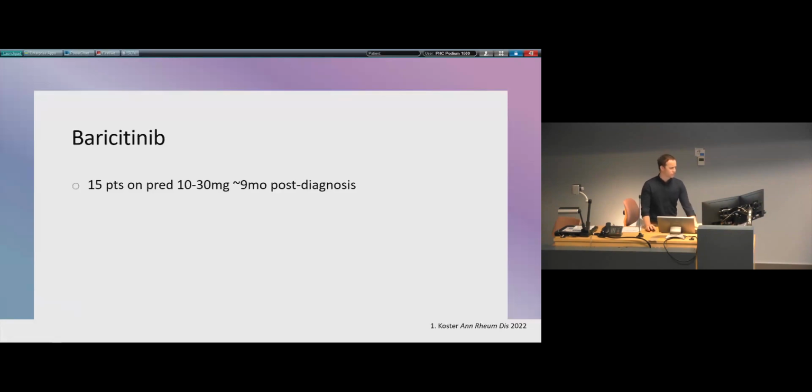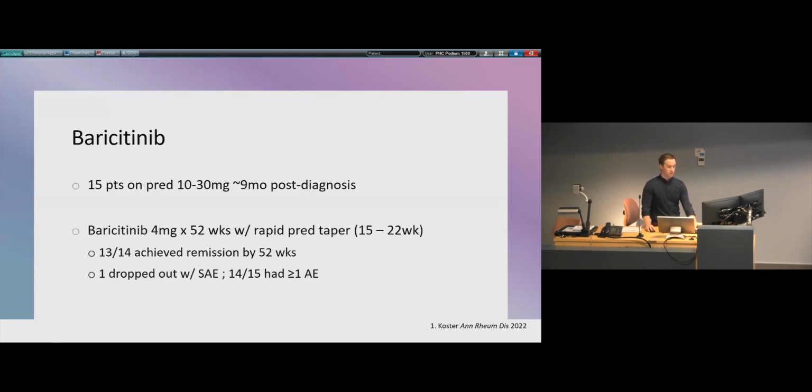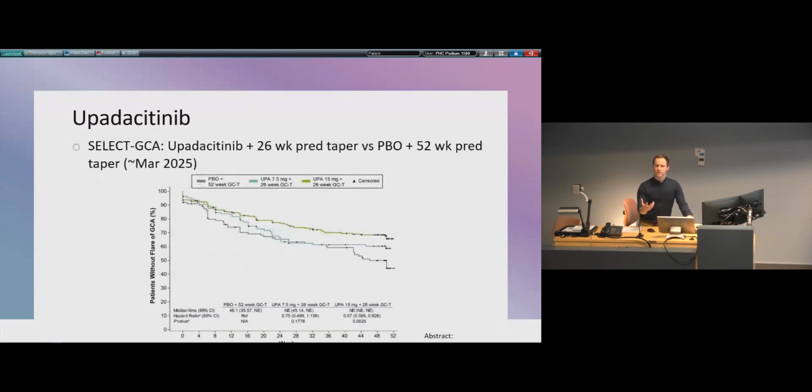Baricitinib, this was one study just a couple of years ago, with 15 patients. These were prednisone dependent after about 9 months, so certainly resistant to conventional treatment. They were treated with a year of baricitinib and were rapidly tapered off their prednisone in about 4 to 5 months. 13 out of 14 achieved remission at a year, with one dropout. I think he had severe thrombocytopenia, and there were certainly some significant adverse events. But it really didn't take off.